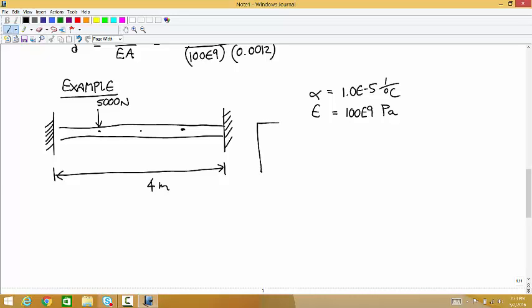And here's a cross section. So let's say it's 10 centimeters tall and 2 centimeters wide. And let's say that in addition to this load from above, the temperature increases 80 degrees Celsius. So what are the reactions?